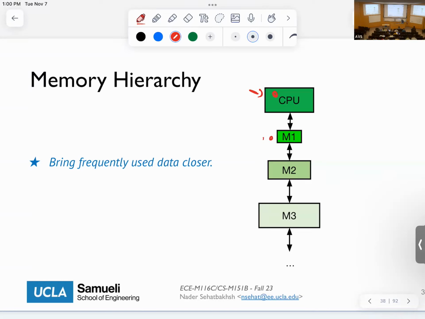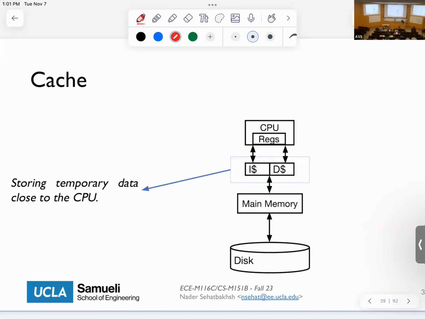And then I'm going to grow the size of my memory. But as I move in this direction, it gets slower and slower. But if most of the time I'm really just using the data within my register file, or I'm just using the data within my M1, although I have access to everything, I really see only the latency of my M1 and my register file, right? So that's how we fix the issue of the memory wall, okay?